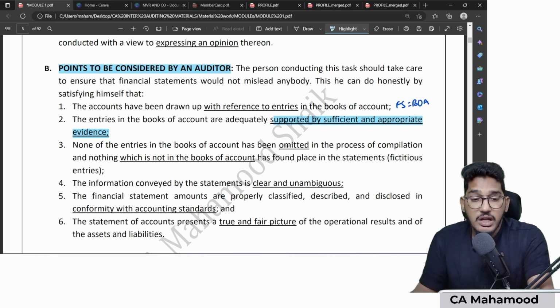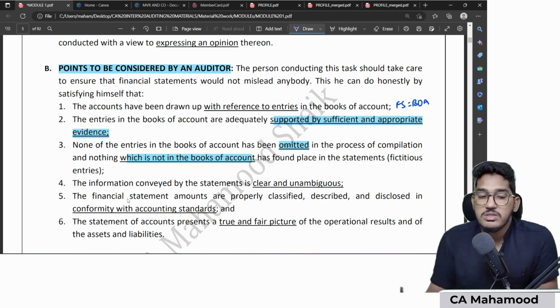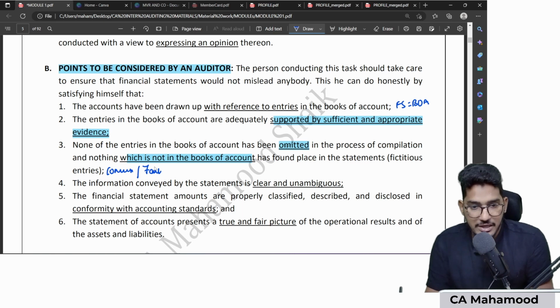And next one, none of the entries should have been omitted. I should make sure that there are no omissions. At the same time, nothing which is not in the books of accounts should be found in the financial statements, nothing but fictitious entries. So in simple terms, the third point which I need to satisfy here is there should not be any omissions. At the same time, there should not be any fake entries. Only genuine entries should be there.